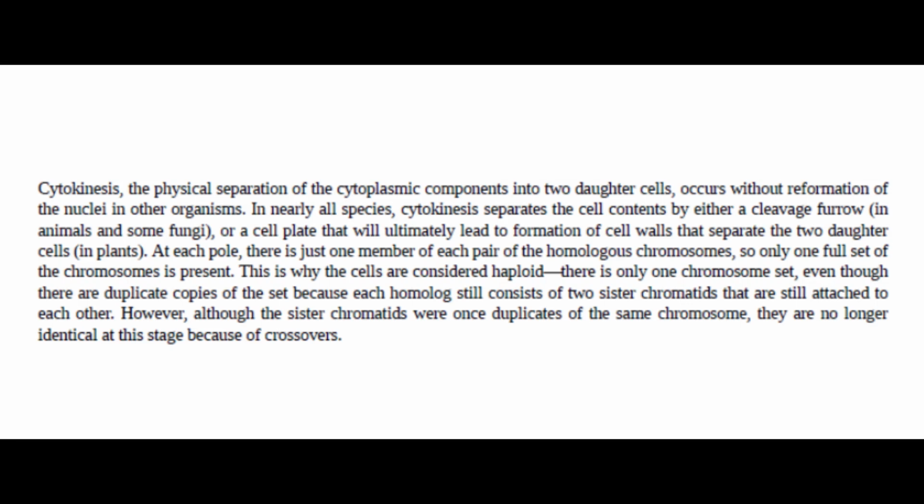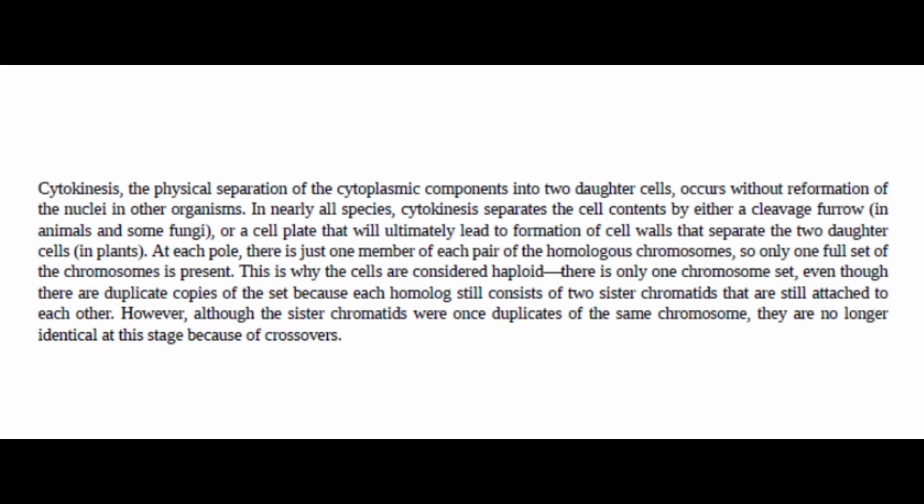Cytokinesis, the physical separation of the cytoplasmic components into two daughter cells, occurs without reformation of the nuclei in other organisms. In nearly all species, cytokinesis separates the cell contents by either a cleavage furrow in animals and some fungi, or a cell plate that will ultimately lead to formation of cell walls that separate the two daughter cells in plants. At each pole, there is just one member of each pair of the homologous chromosomes, so only one full set of the chromosomes is present. This is why the cells are considered haploid.